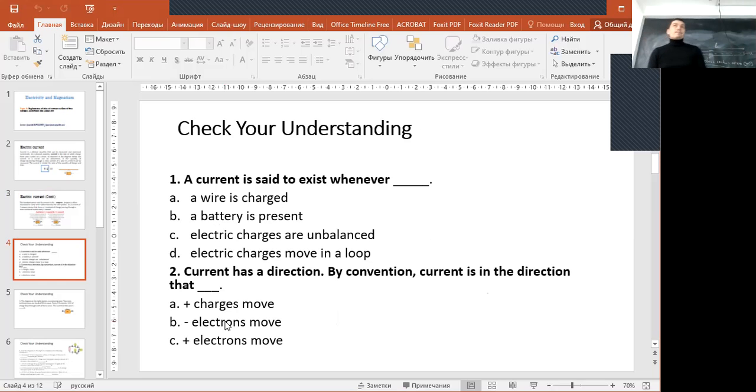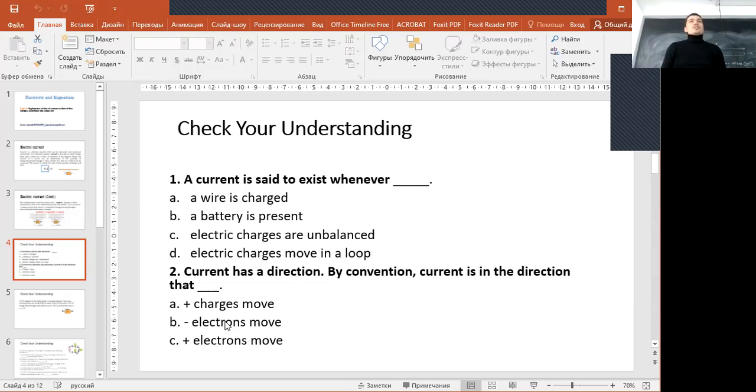What about the next one? Current has a direction. By convention, current is in the direction that positive charges move, negative electrons move, or positive electrons move. The answer is A or B. What about C? It's impossible, because the charge of an electron is always negative, not positive.